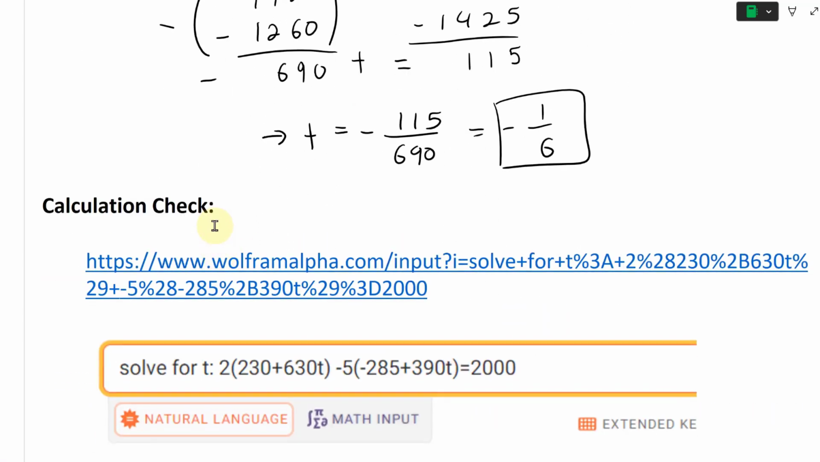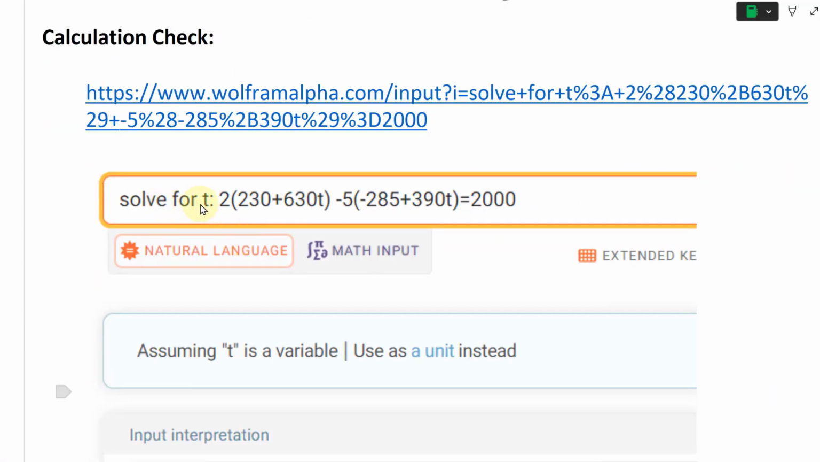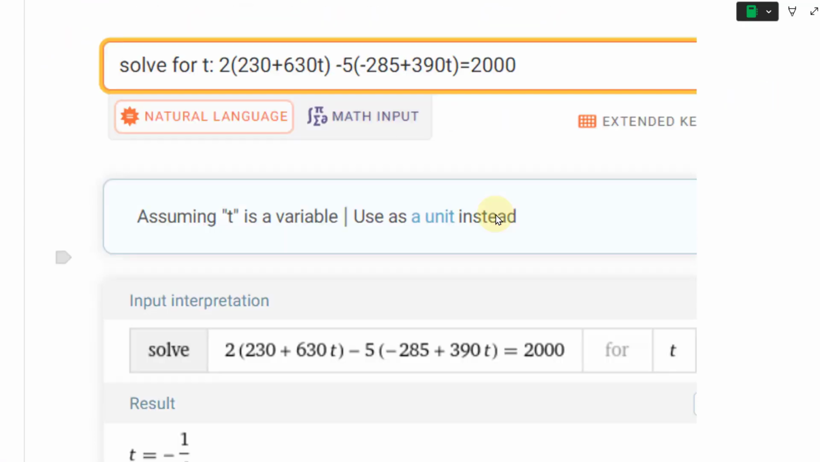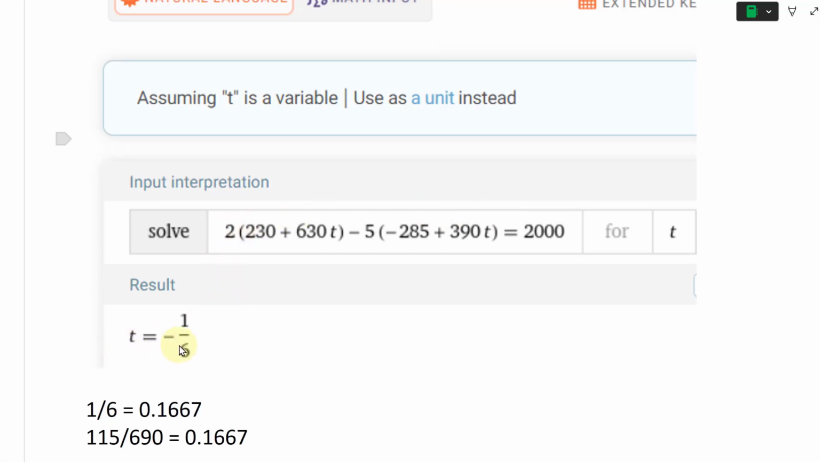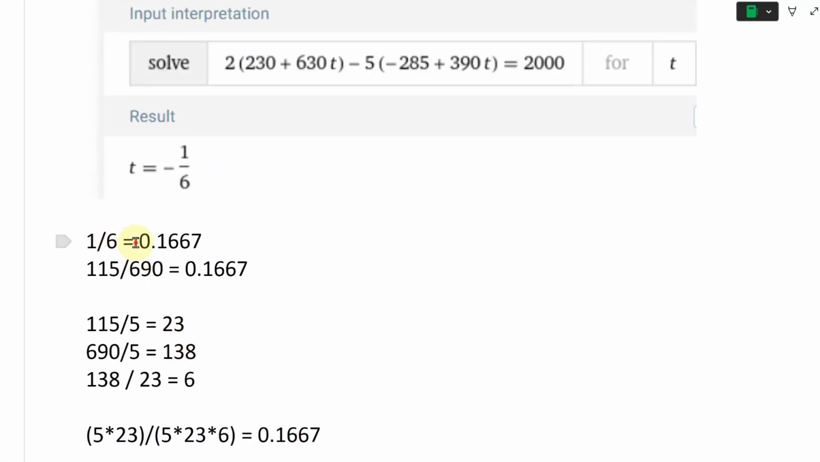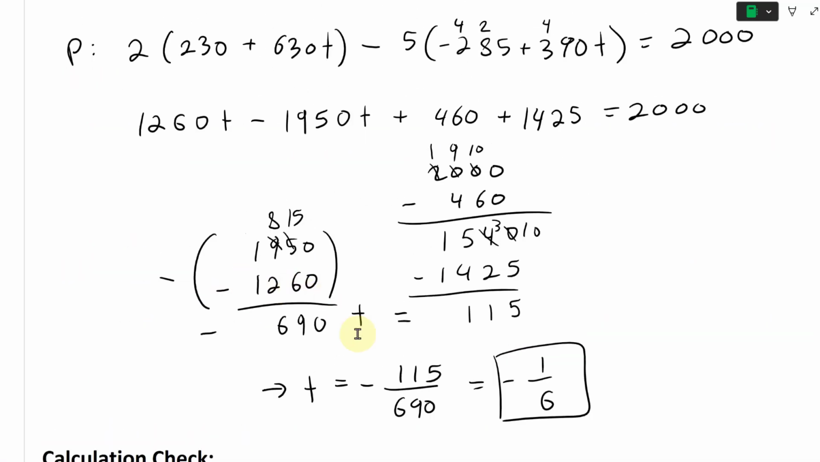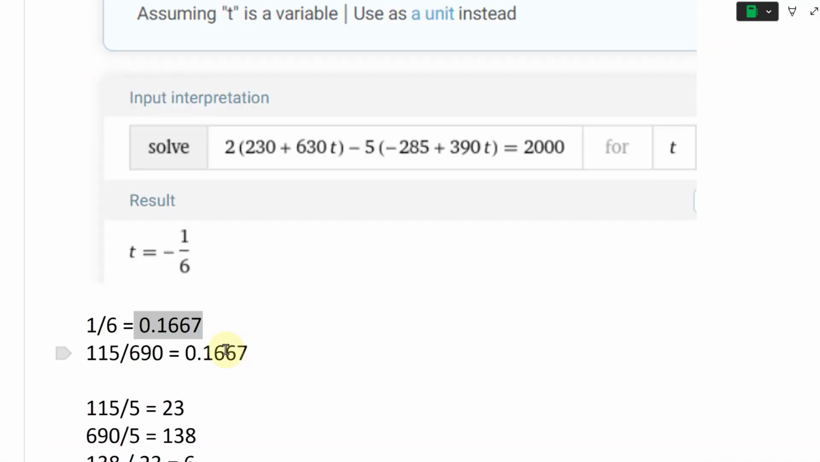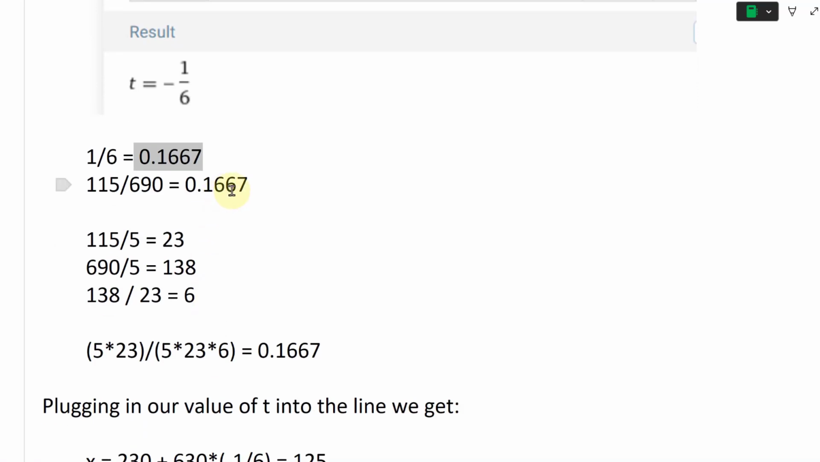Alright, so let's do a calculation check as always with Wolfram Alpha. So solve for T, and then 2 times 230 plus 630, and then have a minus 5 times, etc., equals 2000. Solve it, you get T equals negative 1 over 6. So 1 over 6 equals 0.1667. Then 115 divided by 690 equals 0.1667. So it's correct.